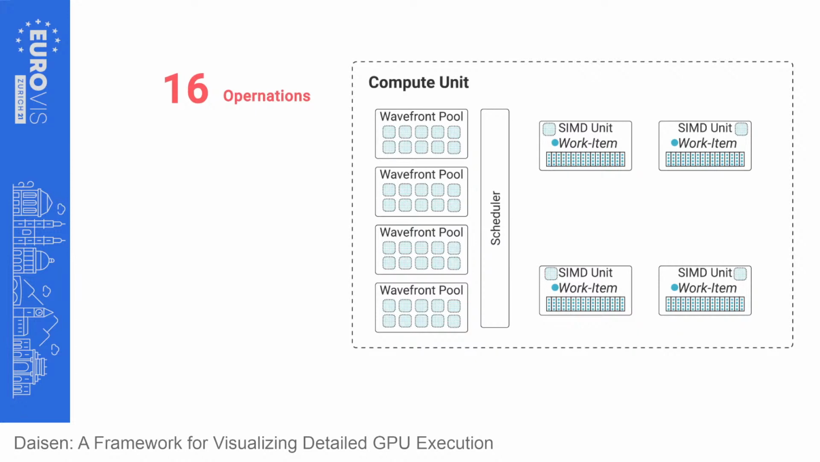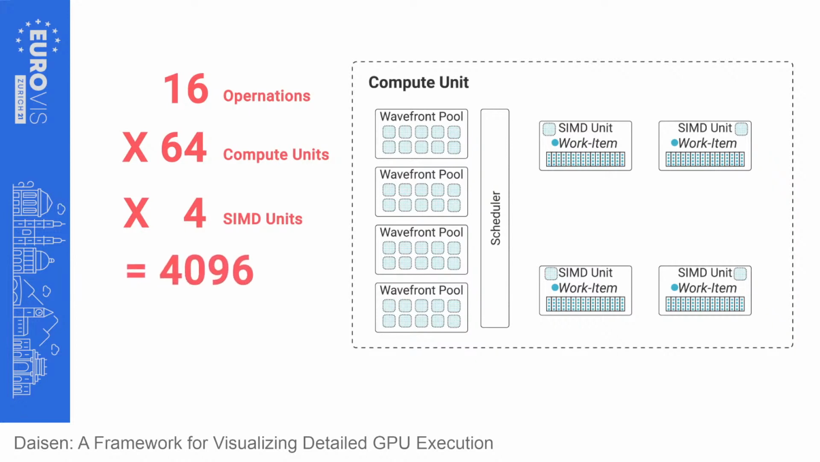A typical GPU can contain 64 compute units, and the compute unit contains 4 SIMD units. That means a GPU can calculate more than 4,000 operations in a fraction of a nanosecond. In a second, a GPU can calculate thousands of trillions of instructions. The large number of parallel components and the parallel operations creates a severe challenge to designing visualization tools for GPUs.